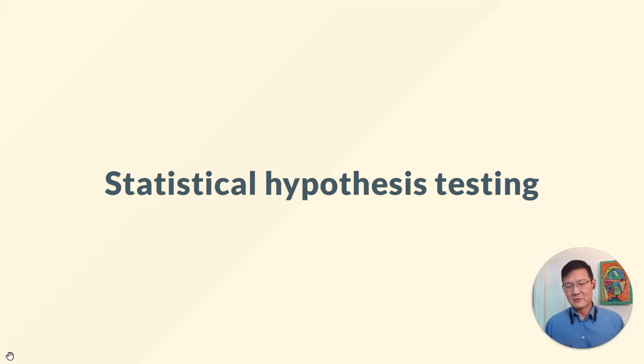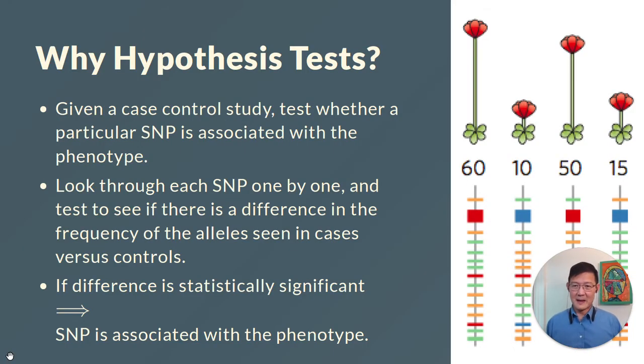Now, recall that we actually have more genotypes than we have individuals in the study. So what we often need to do is some sort of feature selection to reduce the number of genotypes. And today we'll talk about how to do statistical hypothesis testing to do that. What I'll describe today is very, very classical statistical hypothesis testing. Given a case control study, we want to test whether a particular SNP is associated with the phenotype.